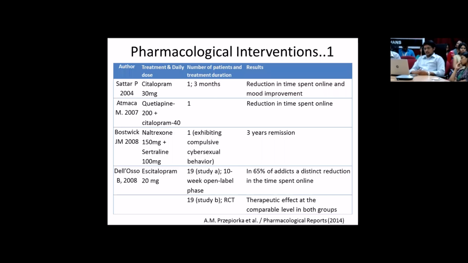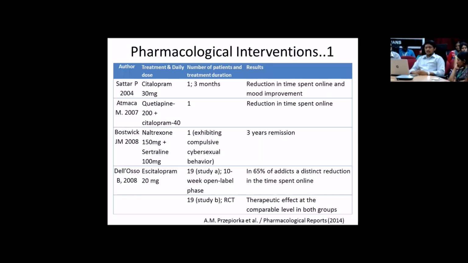There was a first study in 2008 which started as an open label phase study of 19 individuals, a 10-week open label use of escitalopram 20 mg, and they found that 65% of individuals reduced time spent on the internet. They then moved on to the randomized part of the study, and these individuals either received escitalopram or the placebo, and they found there was not much difference between the groups.